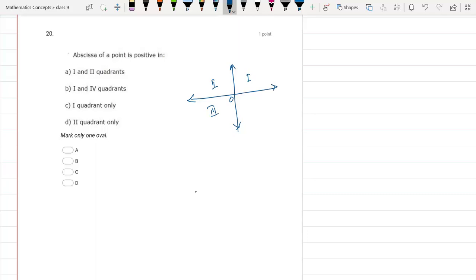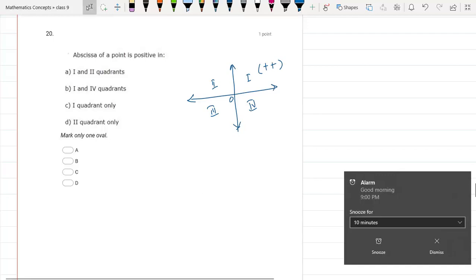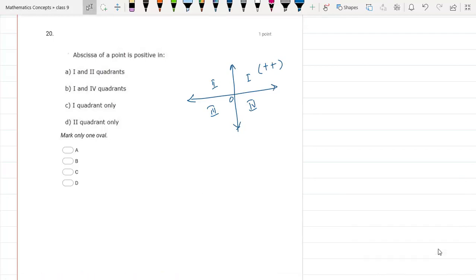I have told you, in this quadrant both are positive. In this quadrant x is negative, y is positive. In this both are negative, and in this one x is positive, y is negative. So we can observe x is positive in the fourth and first only, that is option number B. So abscissa is positive in the first and fourth quadrant.